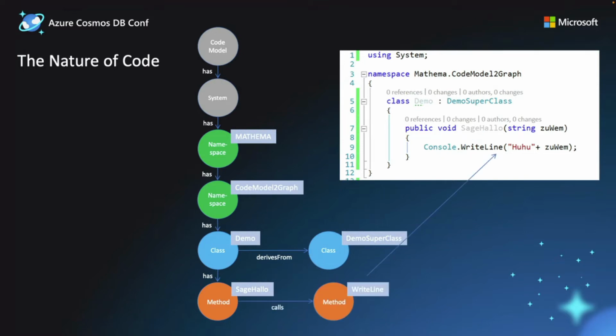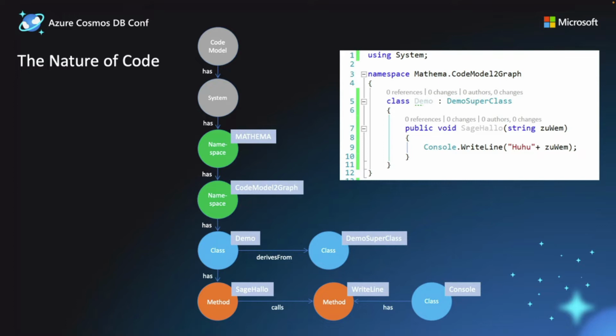And inside this method, we are calling another method, WriteLine, from another class, namely console, which is part of the system namespace. So as you can see, a graph can be easily used to model the code which we have seen in this small snippet.